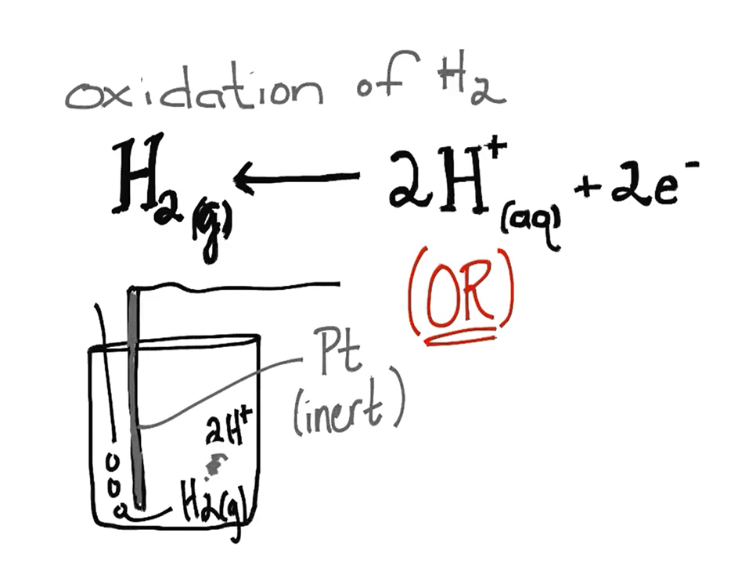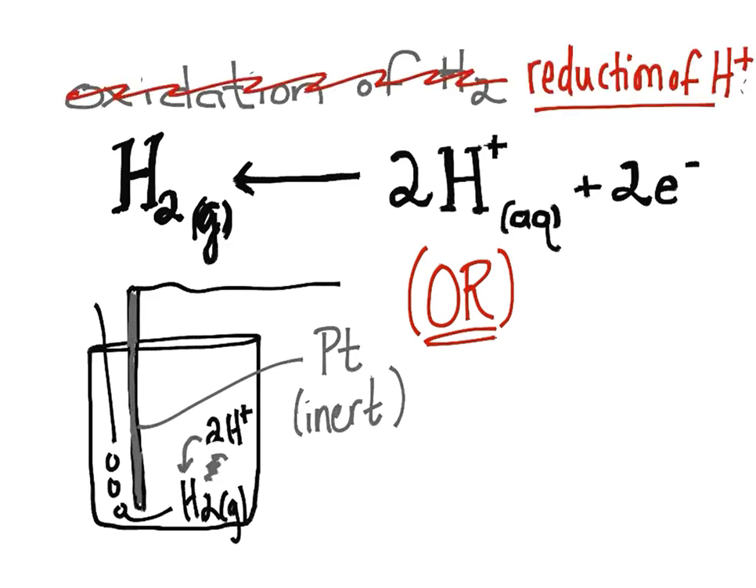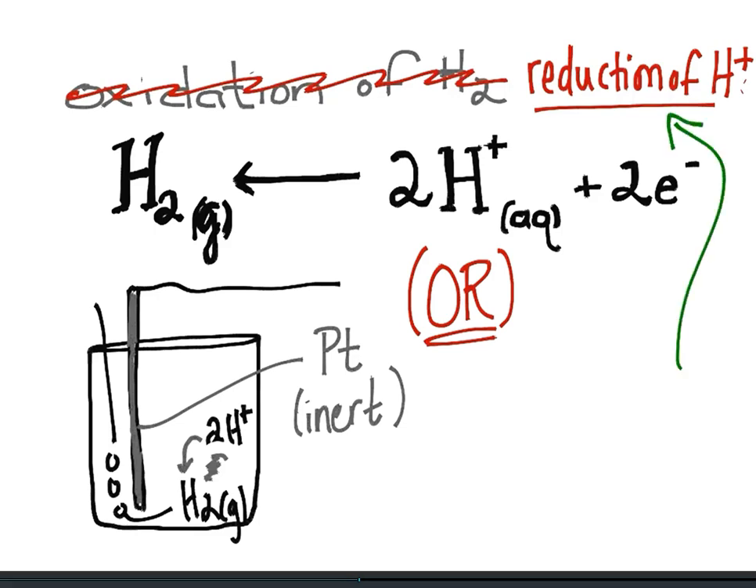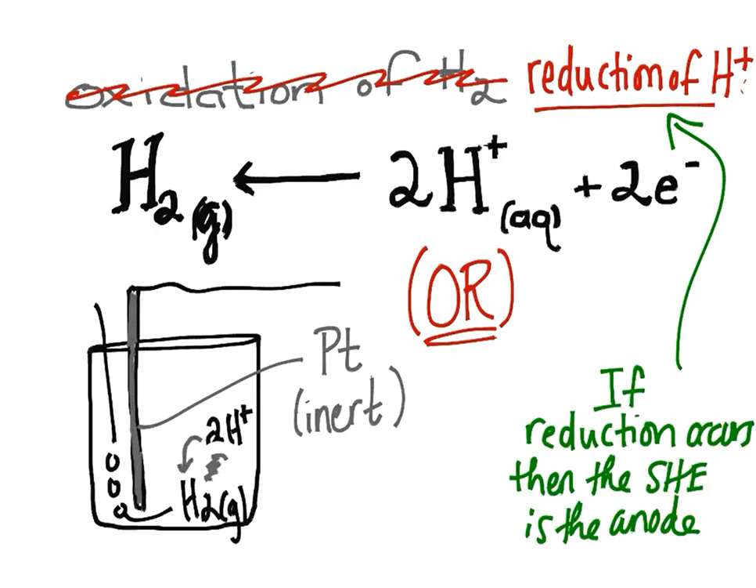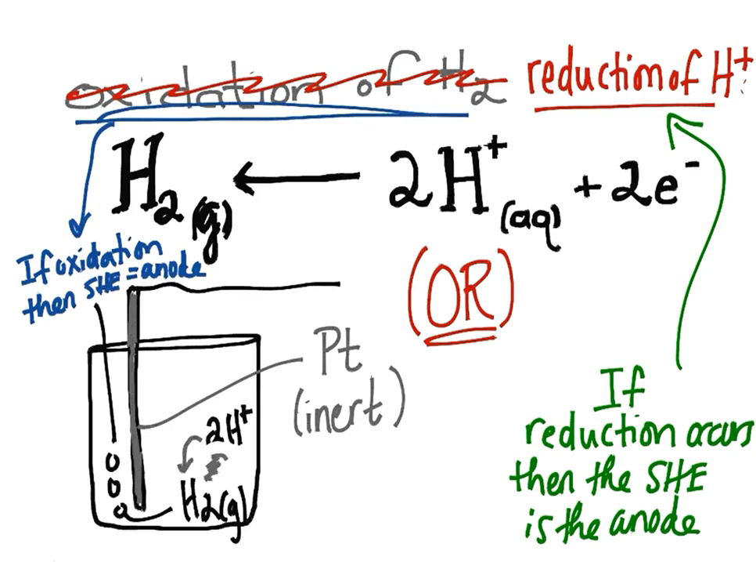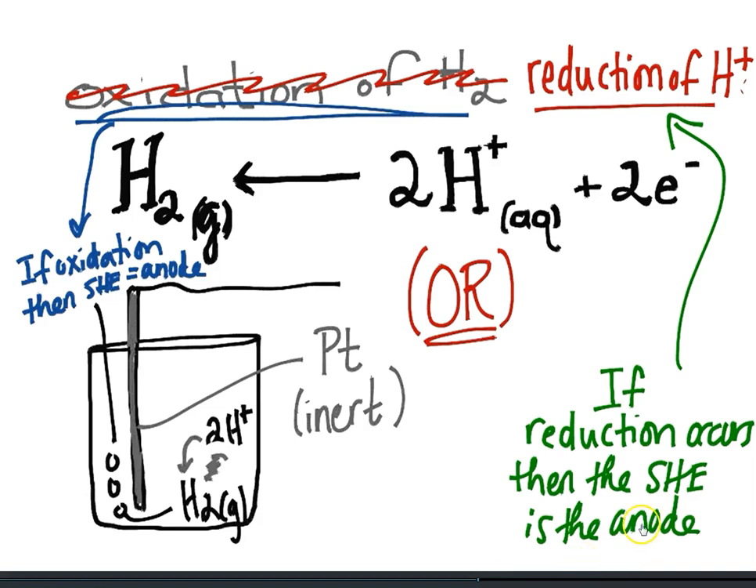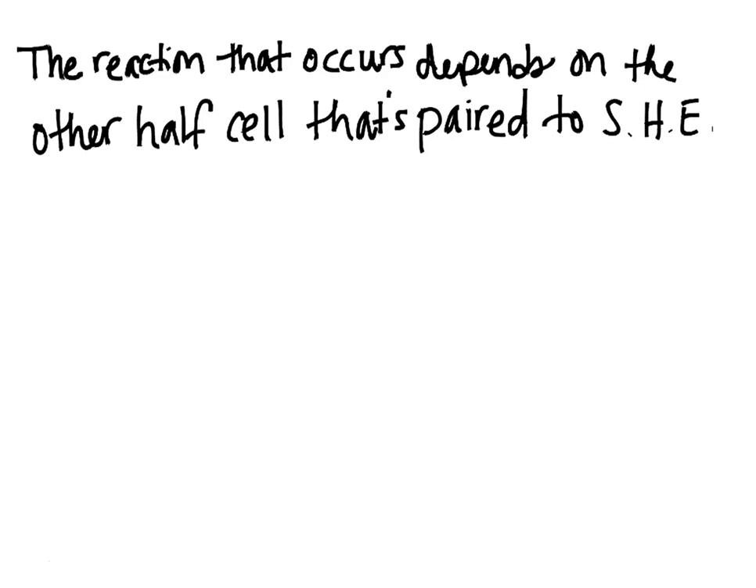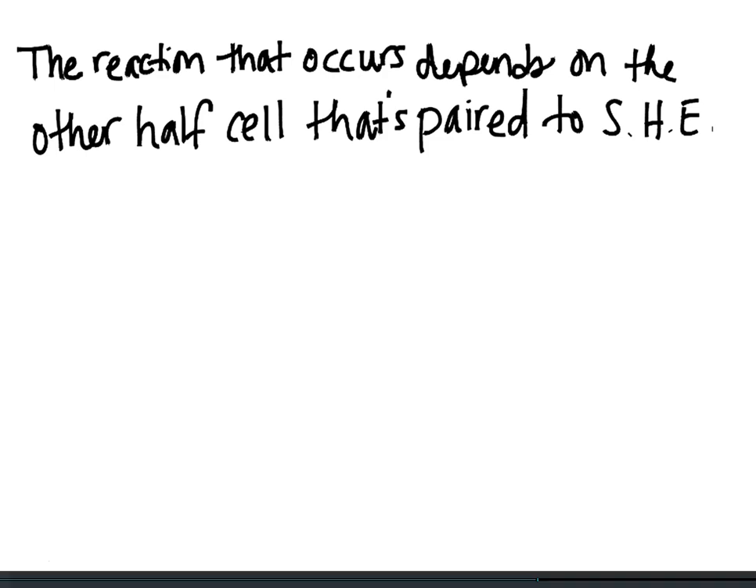So in that case, we're going to erase this, and we're going to say H plus goes to H2. And instead of being the oxidation of H2, this is the reduction of H plus. This would occur at the cathode. The one that occurs is going to depend on what we pair it to. So if the reduction occurs, then the SHE is the cathode, is what that should say. If oxidation occurs, then the SHE is called the anode. So down here this should say cathode, but it doesn't. So reduction always occurs at the cathode. The reaction that occurs will depend on the other half cell that's paired to the standard hydrogen electrode.